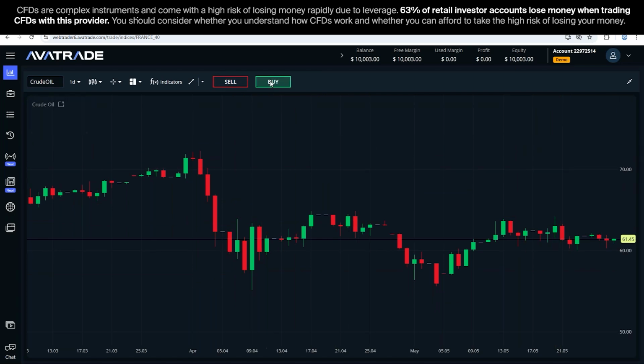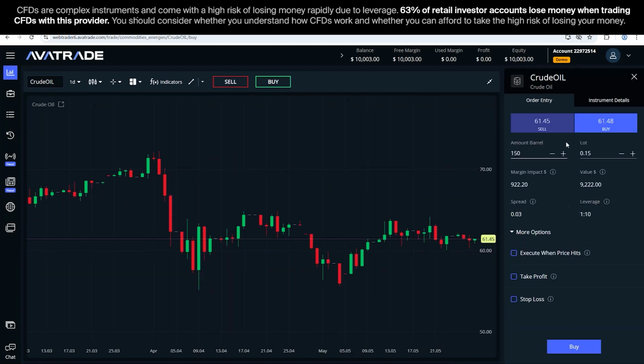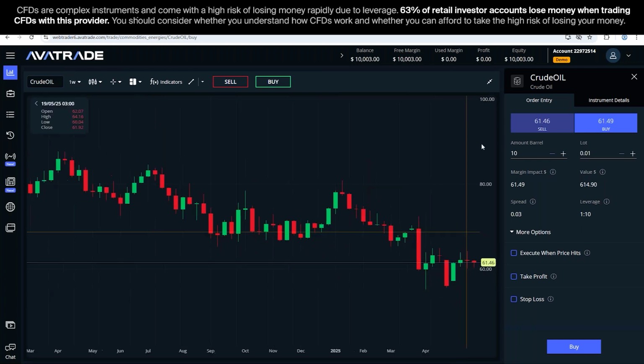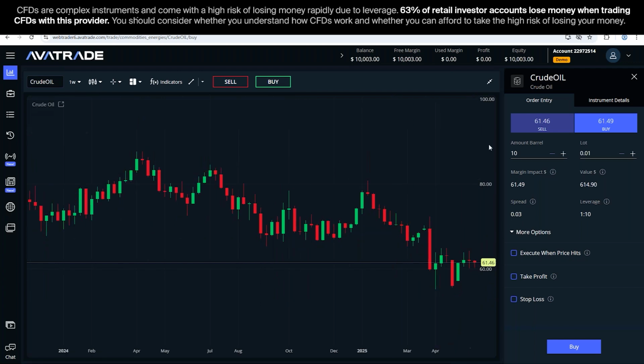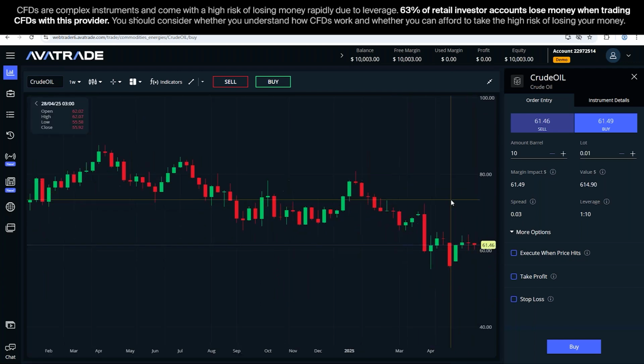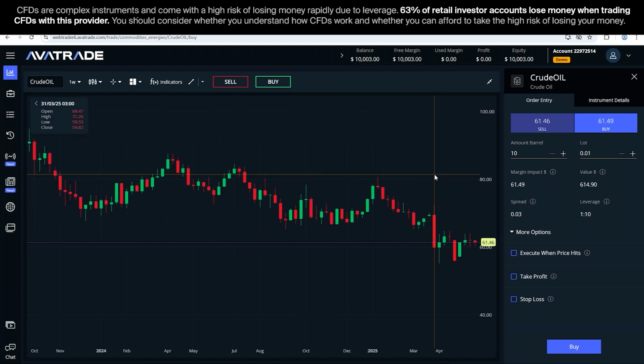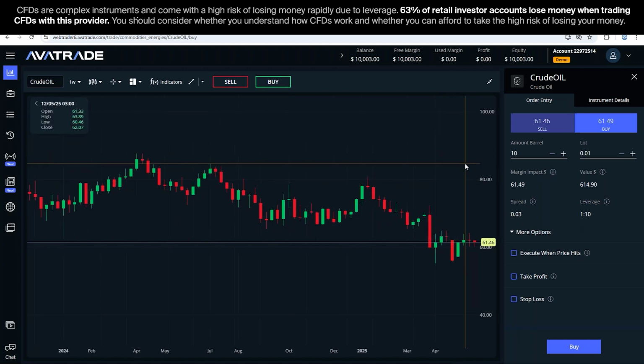If I click on buy or sell, it allows us to open the order entry. And now we're going to select the lot size, set it to 0.01, and we can get to work. So we're going to switch back to weeks. We're going to click on the column price to squeeze the chart down to make it a bit more convenient.